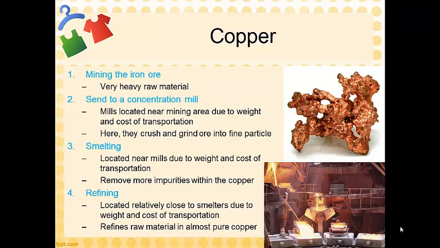It first begins with mining the ore, then it's sent to a concentration mill. Now, these mills are located very close to where they mine because, again, copper is heavy, and this costs money to transport these items. The heavier the item, the more it costs. Then here in the mills, they're crushed and then ground into fine particles. Then they're sent to a smelter, where they do smelting, which is the bottom right corner there.